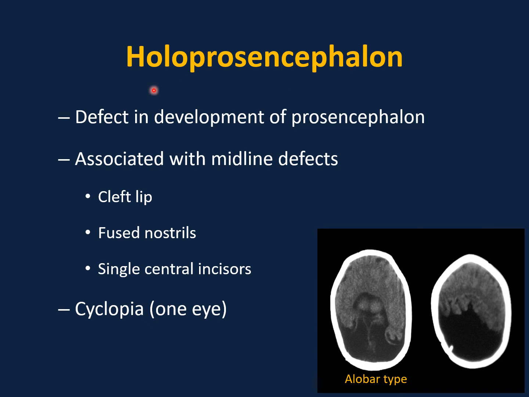Holoprosencephaly is a defect of development of the prosencephalon, so the brain fails to form two cerebral hemispheres and forms only one hemisphere. It is usually associated with midline or facial defects like cleft lip, fused nostrils or just one single nostril, single central incisor, and they may also have one eye only, cyclopia, just born with one single eye in the middle. These children usually die before or soon after birth.